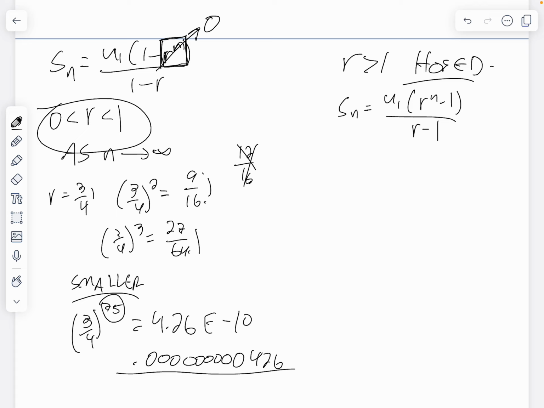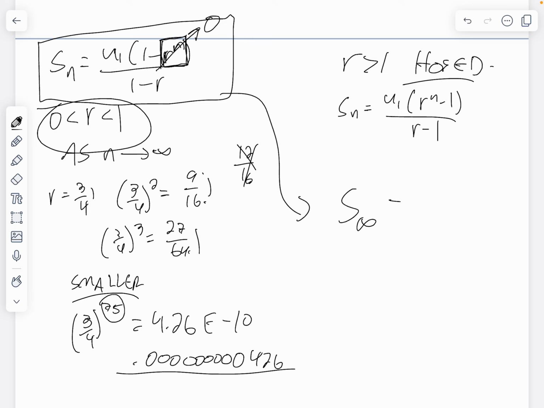We're talking about going to infinity with n. So r to the n is getting so small that it doesn't even contribute to this sum anymore. So what we write, coming down here, is S infinity. If we think that r to the n goes to 0, this turns just into u1 times 1 minus 0 over 1 minus r.